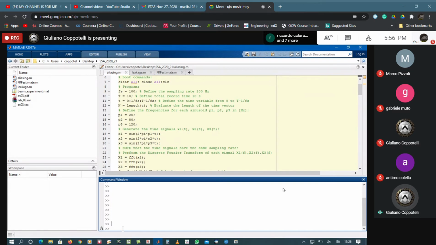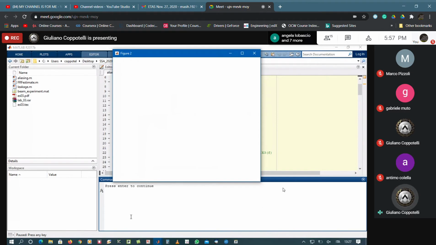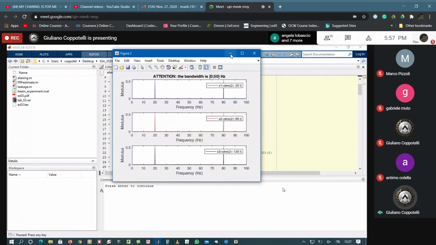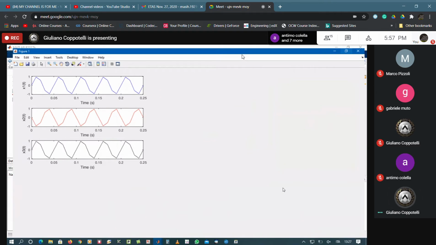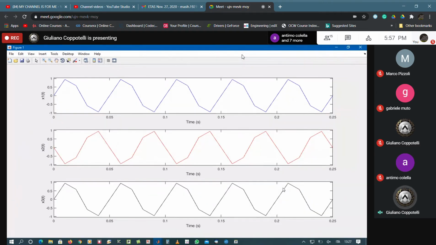Now let's have it together. Let's run it. The name of this M file is Aliasing. So let me recall it, Aliasing, and then let's go. Sorry, my computer is very slow, so you have to wait for a while. What we are going to have here is what we just wrote before. We have the first, second, and third signal in three different colors.